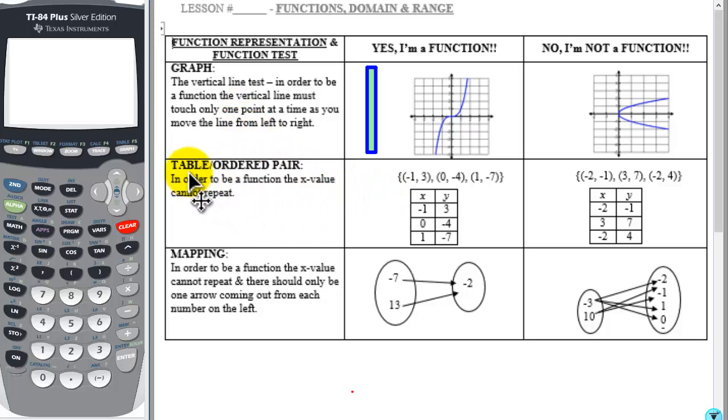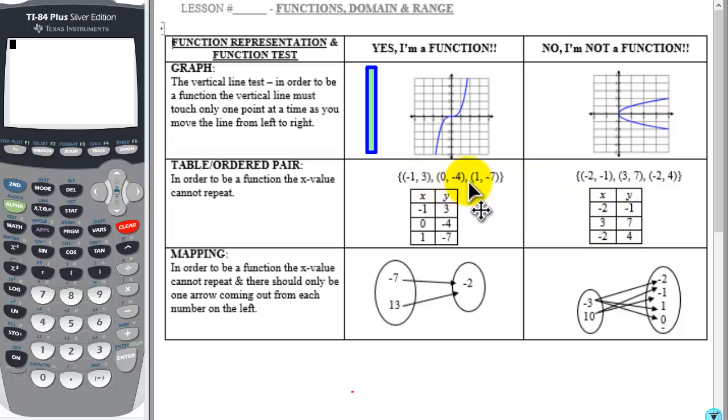Now let's talk about what if I'm given a list of ordered pairs or a table. Basically, in order to be a function, the x value cannot repeat. A table is very easy because you just look at the column of x and pay attention: does the x repeat? If it doesn't, that means it is a function. Contrast that with this one. There you have -2 and -2, so therefore it is not a function.